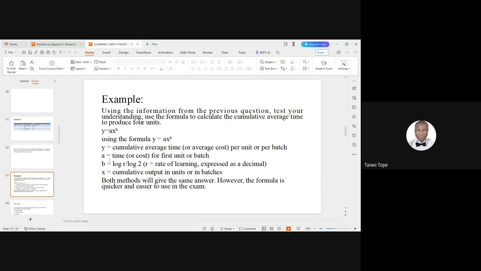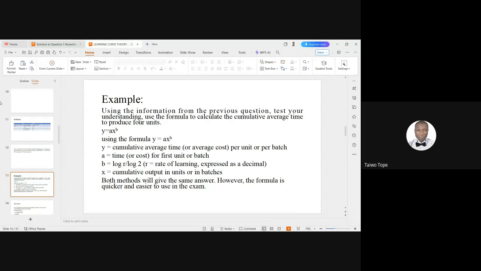And A is what? A is the time for the first unit of batch. B is log R divided by log 2. That is, R is your rate of learning expressed as a decimal. And your X is what? Cumulative output in units or in batches. Now, based on this formula, write this formula out, please.